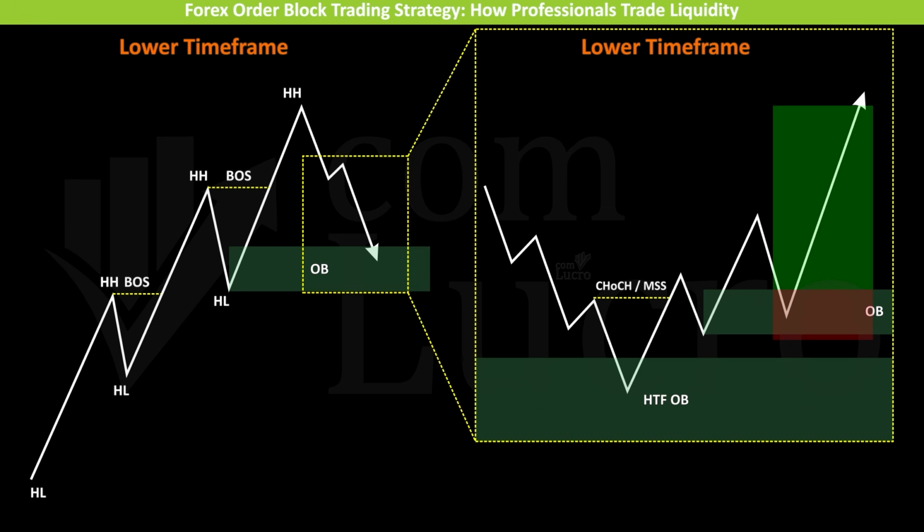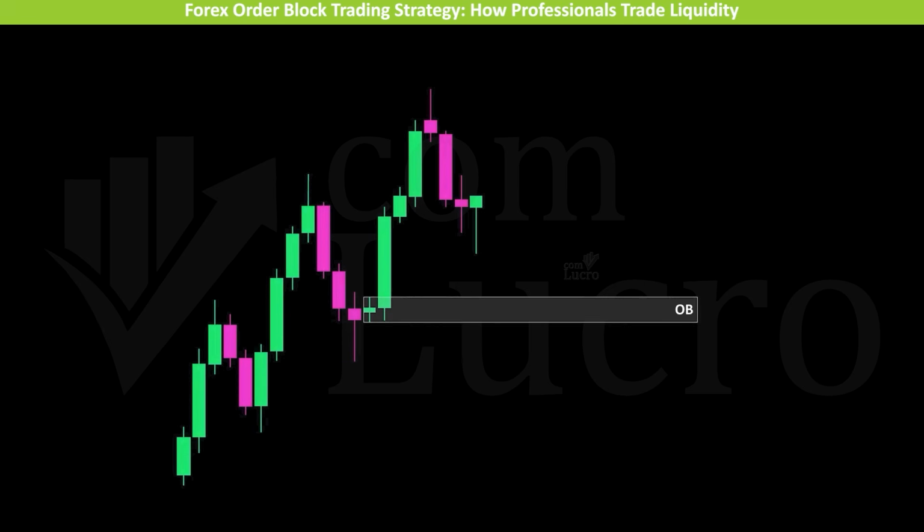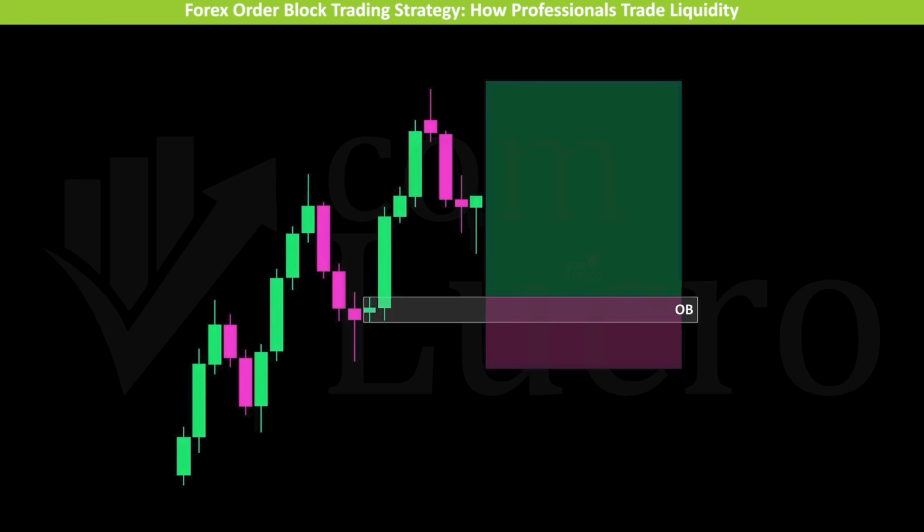Now, before we move on to real chart examples, let's quickly review a few common scenarios and how to handle each one effectively. Scenario 1. A very small order block on the lower time frame. In this case, it's safer to use a slightly wider stop-loss area to protect your trade from normal price fluctuations. A stop that's too tight can easily be triggered by minor volatility, even if the setup is still valid.